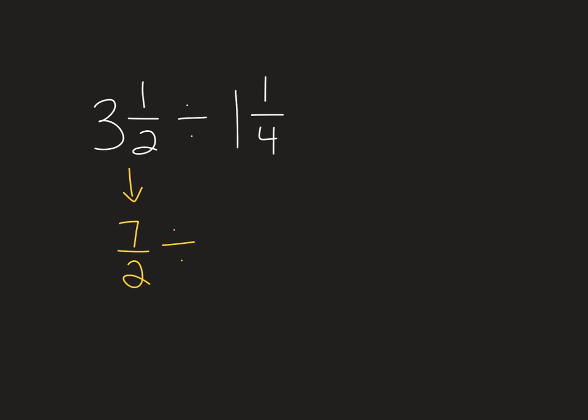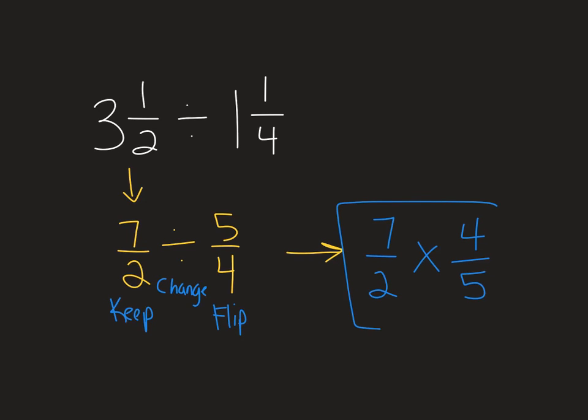A couple of reminders about division. If you encounter a problem with mixed numbers, let's say I have 3 and 1/2 divided by 1 and 1/4, before you do anything, you need to change those mixed numbers into improper fractions. So I would change 3 and 1/2 into 7/2 divided by 5/4. Now I can do my keep, my change, and my flip. And then it becomes 7/2 times 4/5. And then I would just solve that like I would any other multiplication problem and simplify.